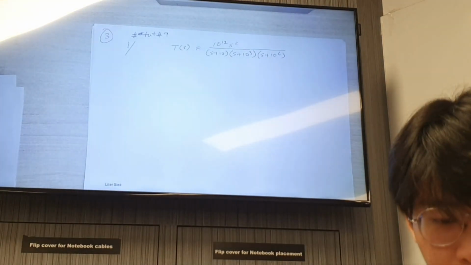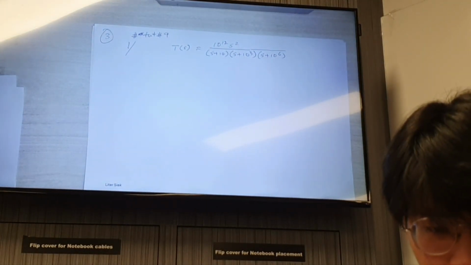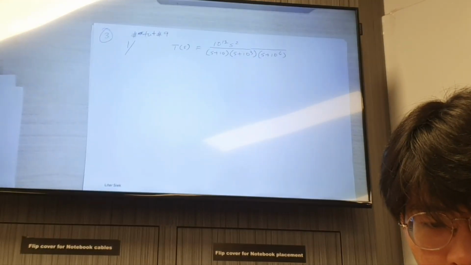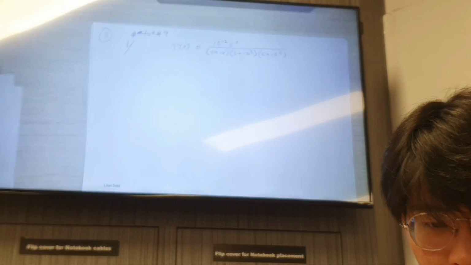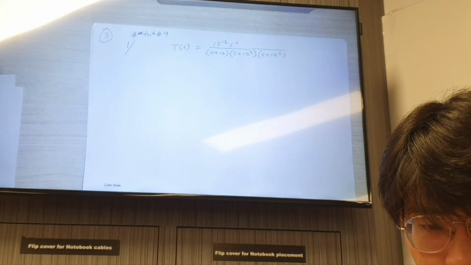In tutorial 9, first question, they are given this transfer function. So what do you mean by a transfer function? Transfer function is normally a measure of gain, output versus input. You inject a certain input and you see the response at the output.